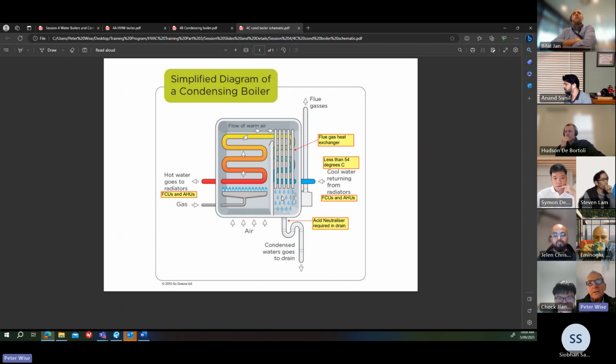And the latent heat that's extracted from the flue gas preheats the hot water coming in. So you pick up energy efficiency by preheating the hot water coming in. And as it passes through the boiler and comes in direct contact with the heat from the burner, it heats up more and then leaves the boiler at the design temperature.